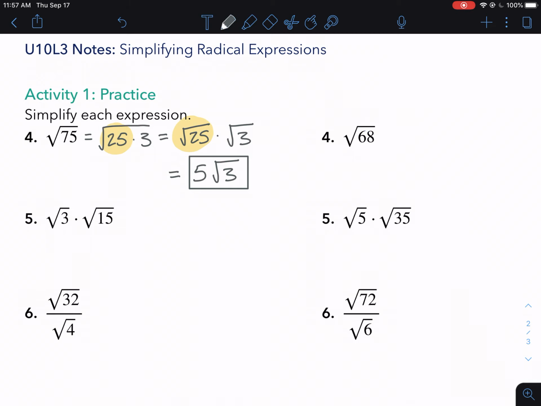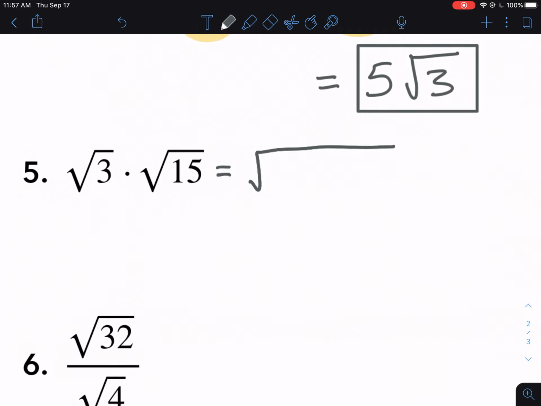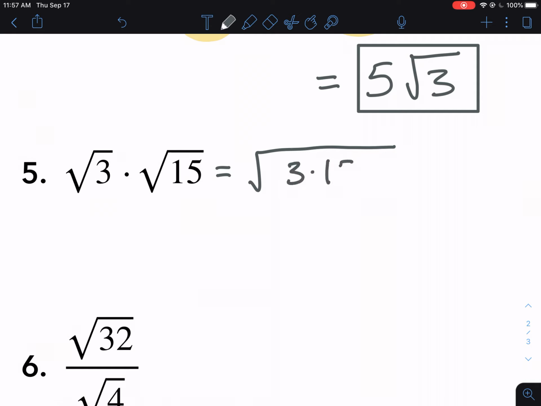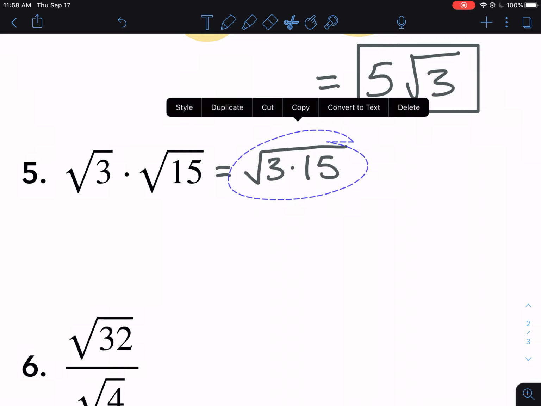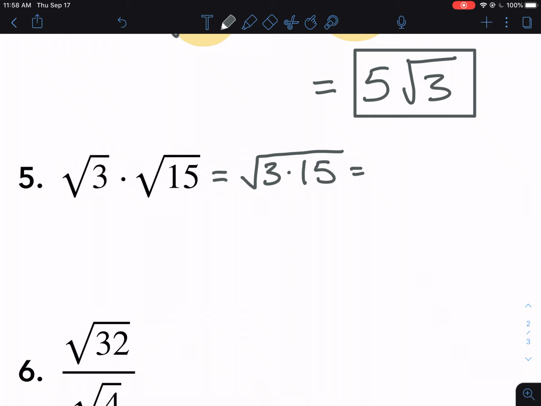Now let's look at number 15. Number 15, we actually need to go backwards a step. We need to combine the square root of 3 times the square root of 15 into 1. That's the square root of 3 times 15. I made that too long. I'm going to run out of space. There we go. Now that's equal to the square root of 45, because 3 times 15 is 45. So we need to find the square root of 45.